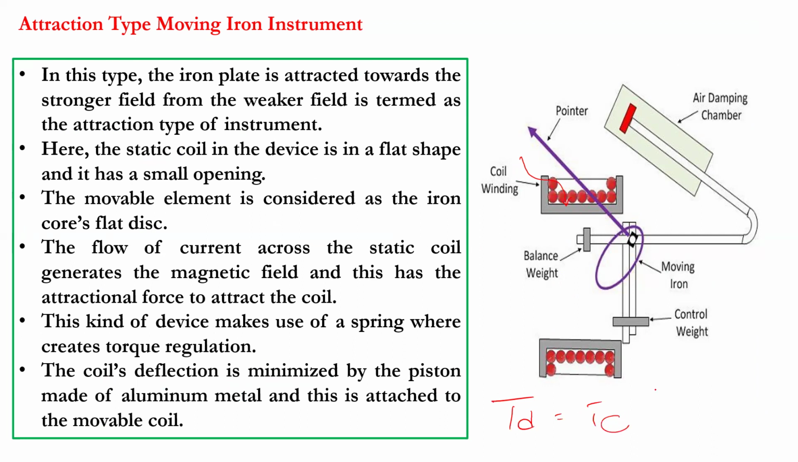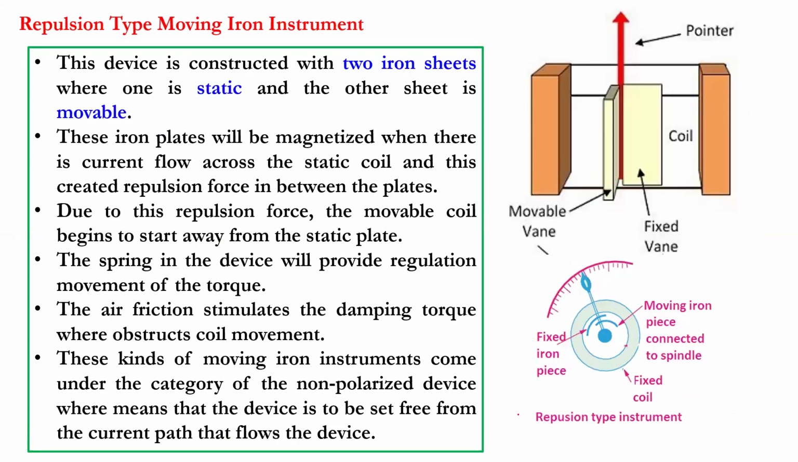That controlling torque can be provided here with the help of gravity control. And this air friction damping is nothing but damping torque. And we have the attraction principle for the deflection. That's it. 3 points. Repulsion type, same principles, but you have to remember two pieces now: moving iron, fixed iron. For the moving iron only, you have to connect this spindle. Obviously, we can create some north pole, south pole like this now. Same moving and fixed irons, we can create same poles, that is north, north, south, south.